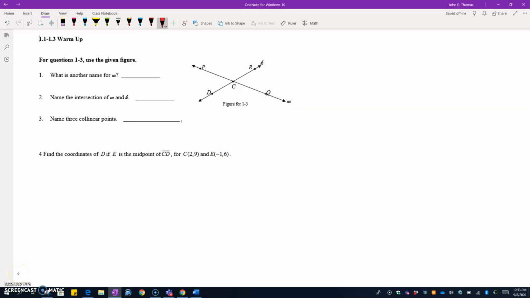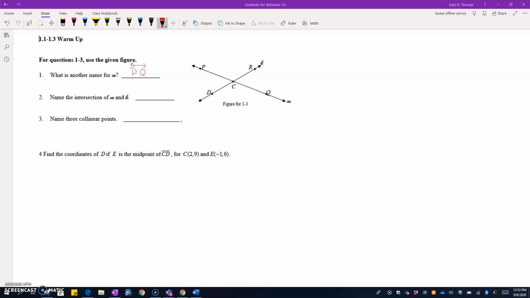So first thing, it says, what is another name for line M? Line M, we have P and Q are points on there, so we could say line PQ with a capital P, capital Q, and a little line above it. We could use any two letters we wanted to, so we could also say PC or CQ.